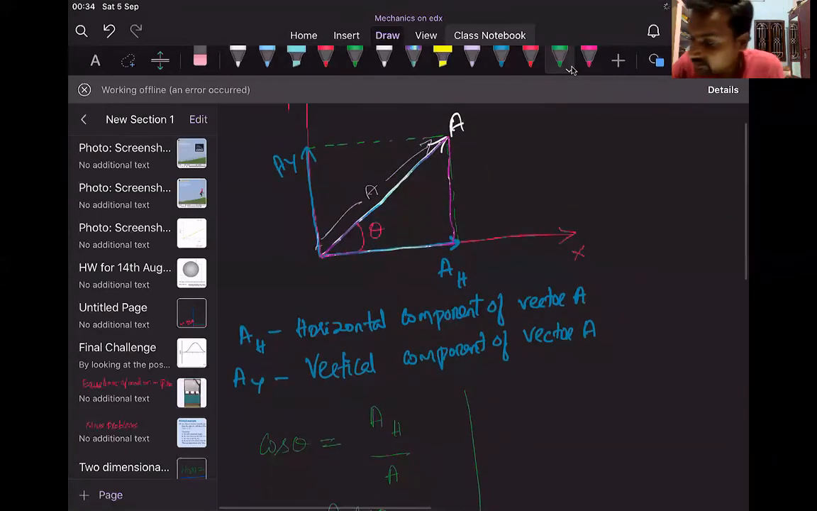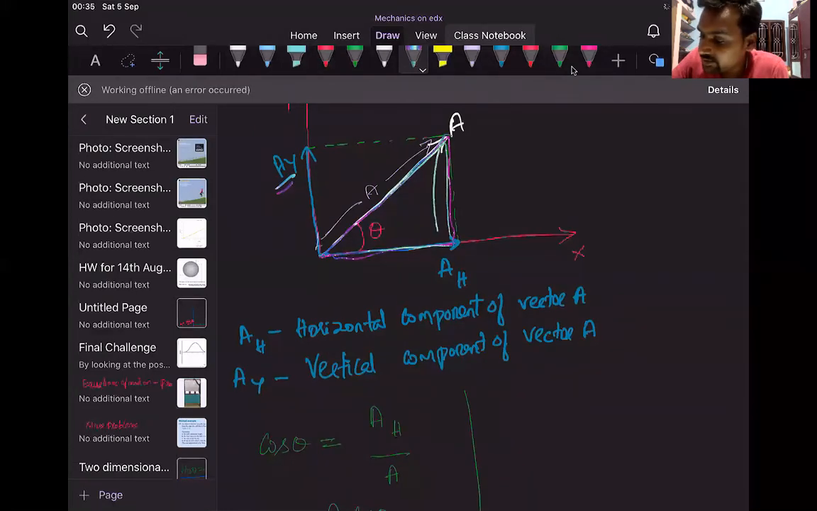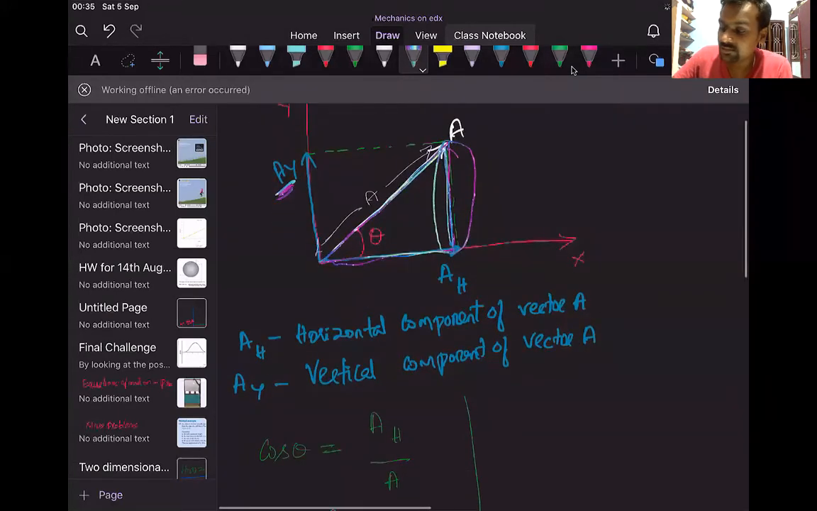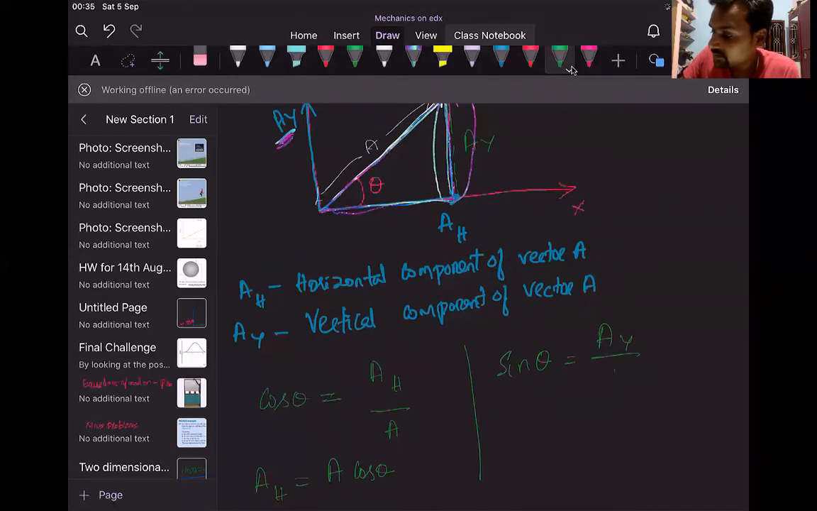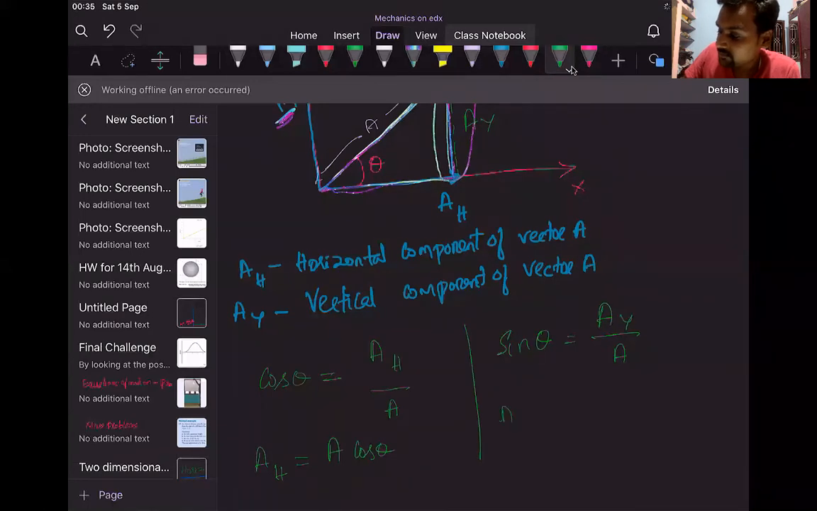Similarly, I repeat, if I use the same triangle again, you must realize the fact that AY here is parallel to this side of the same triangle, which means by finding the length of this, I am actually finding the value of AY. So I'm using the same triangle, but I'm going to use sine now. So sine theta basically gives you opposite, which is AY here. This is going to be AY divided by hypotenuse. So which means AY becomes A sine theta.